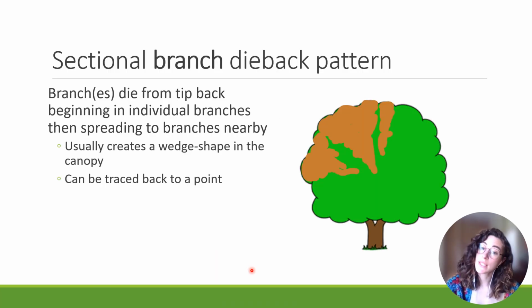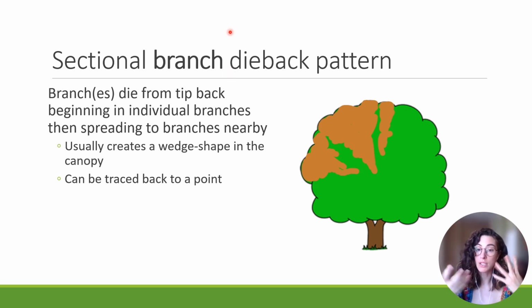So we can have sectional branch dieback, and that means the branches are going to be dying from the tip backwards. They're going to sort of almost start in the middle and then either spread outwards like that or spread upwards, but eventually they're going to kind of create this wedge shape or pie shape within the canopy. All branch dieback across the whole board can be traced back to a single point. Different than our just leaf symptoms, those can't be traced back to some point.